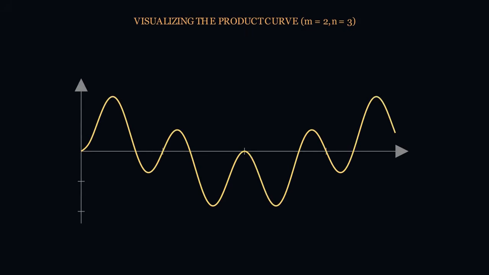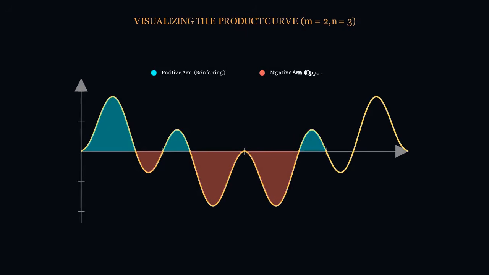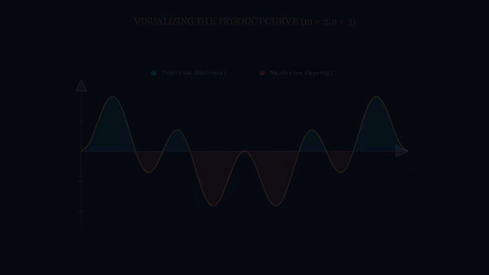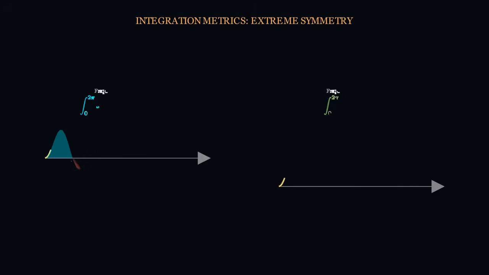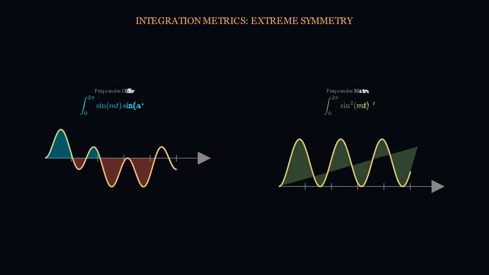When the frequencies m and n are different, say m equals 2 and n equals 3, the product function oscillates rapidly above and below the horizontal axis. Graphically, the peaks and troughs of the 2 original waves constantly shift relative to each other. Sometimes they reinforce each other, creating positive areas, and other times they oppose each other, creating negative areas of equal magnitude. When we integrate this product from 0 to 2 pi, the positive areas above the axis and the negative areas below the axis cancel each other out with mathematical perfection. The total net area under the curve is exactly 0.